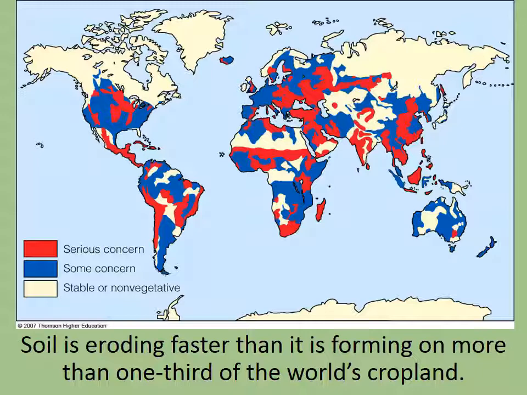And this is just a general map, it tells you where there's some serious concern, where there's some concern, and then where it's stable or non-vegetative. If you're looking at here, you've got Greenland, non-vegetative. You've got most of Russia and Siberia, non-vegetative. The same thing up here. Okay, and then you have stable areas like most of Florida and here, the Sahara Desert, non-vegetative.